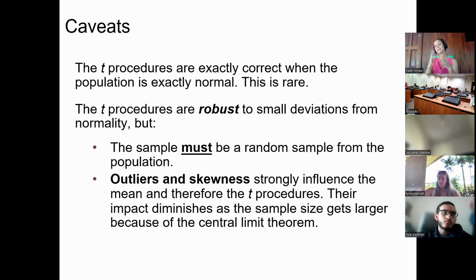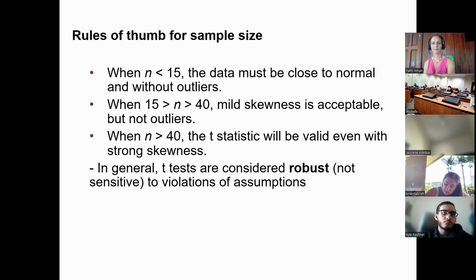But as the sample size gets larger, that influence becomes less important because of the central limit theorem, which I'll get to in 2 more slides. So, rules of thumb for the sample size, right? How big is a big sample size? How big is big enough? When n is less than 15, the data must be close to normal without outliers. That's a small sample size.